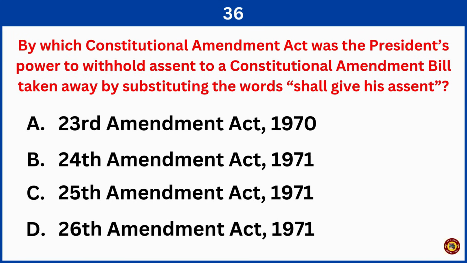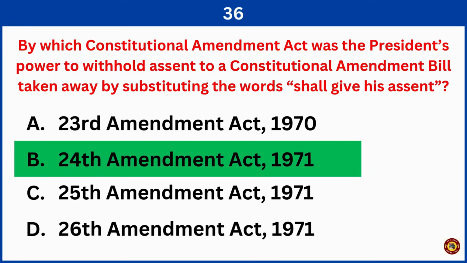By which Constitutional Amendment Act was the President's power to withhold assent to a constitutional amendment bill taken away by substituting the words "shall give his assent"? Correct answer is option B, 24th Amendment Act 1971.